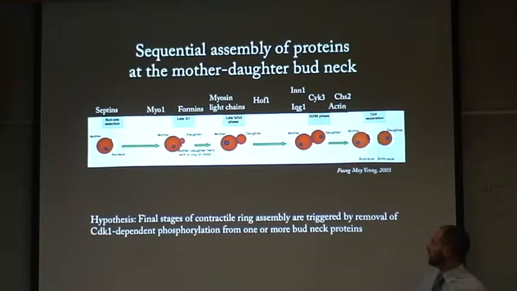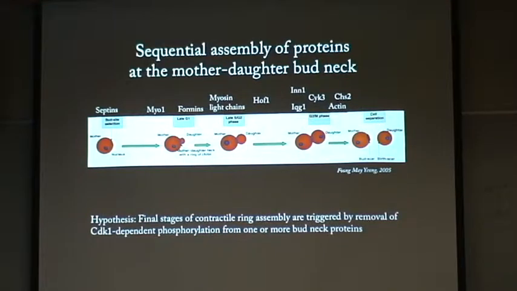We mainly thought that because at this point in the cell cycle is right when the cell switches from sticking phosphates all over a lot of things to removing phosphates from a lot of things. And so that was our hypothesis, that at least one of these proteins, there's a step in here where it's being activated by having phosphates removed from it, and that is what's timing the finishing of this assembly and the contraction of the ring. So how do we study this?